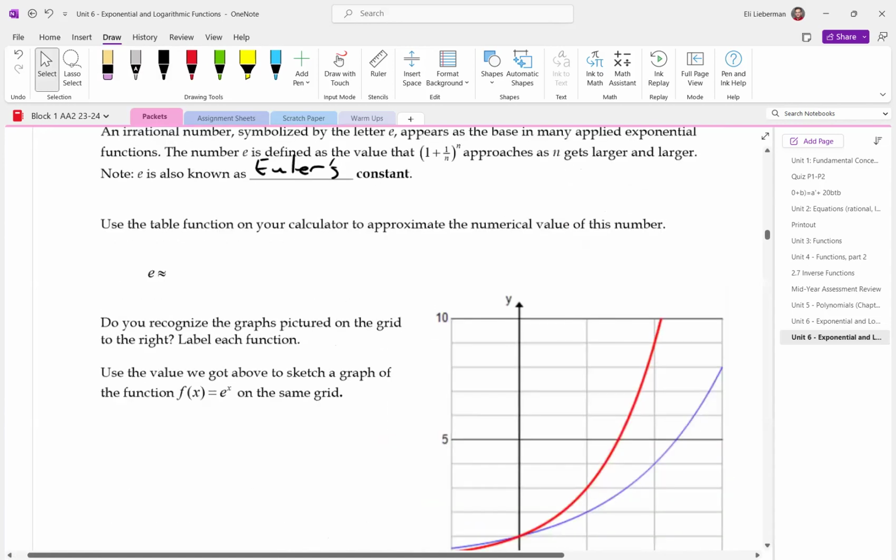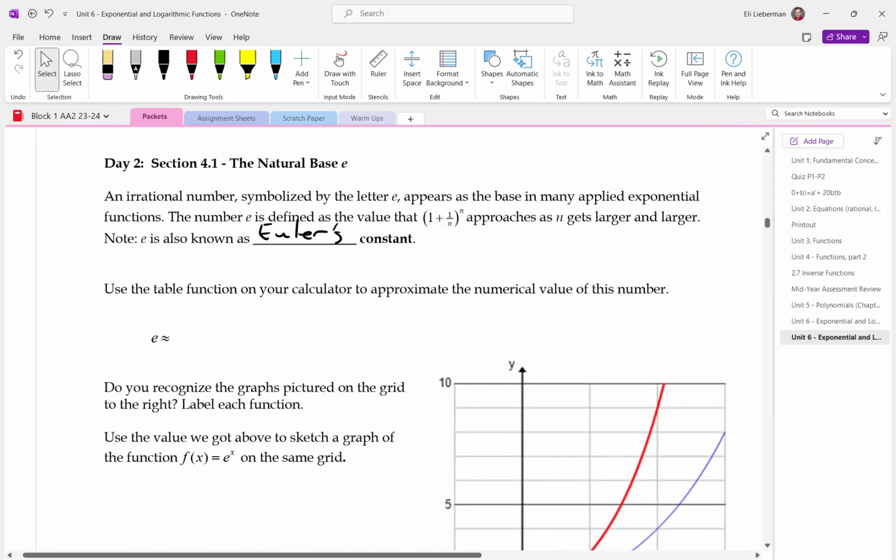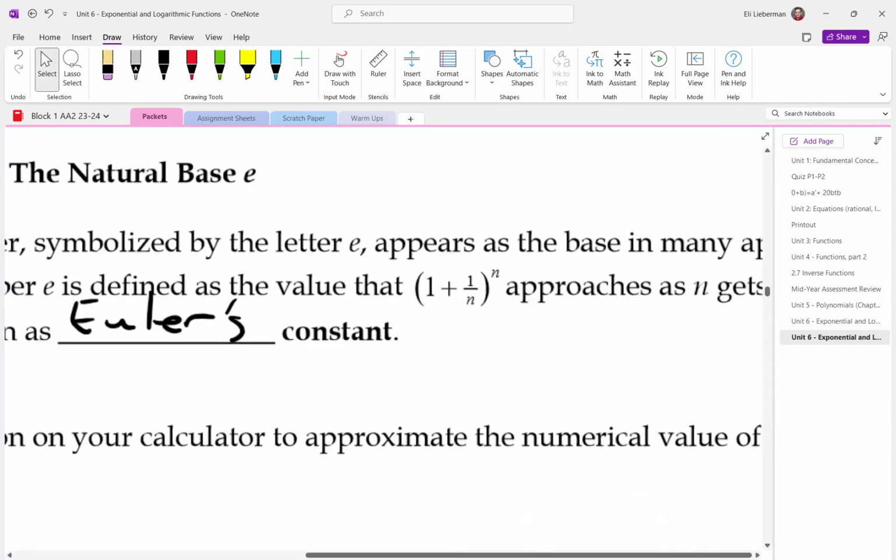So what we're going to do here is, on your calculator, let's type in this expression. Instead of n, it's going to be x, so you're plugging in.